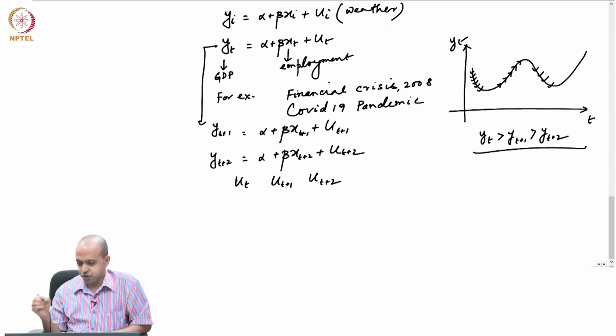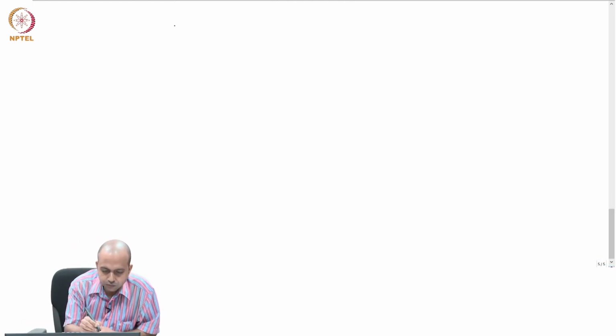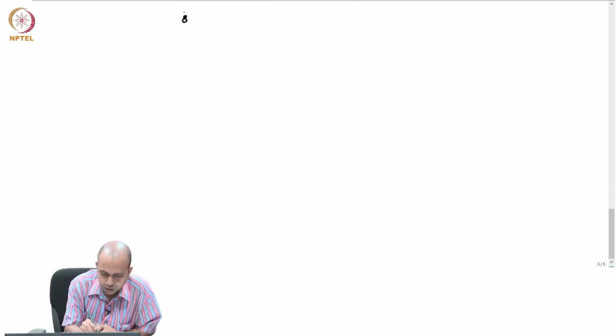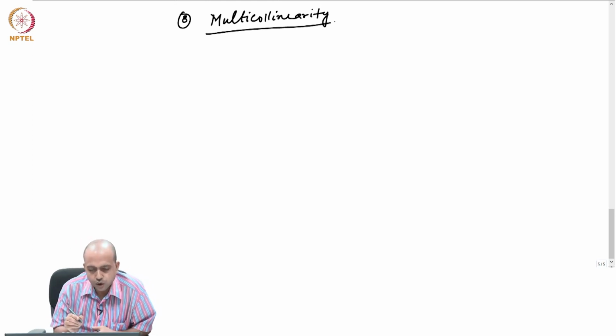Then our next assumption after autocorrelation is the assumption of multicollinearity. Multicollinearity. What does it mean? I'll explain with an example.